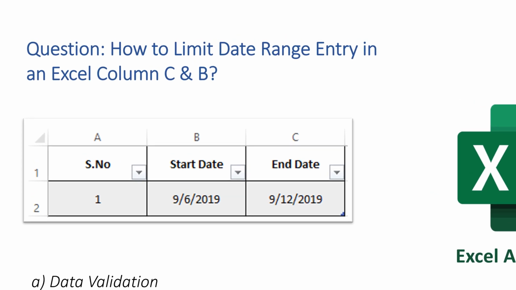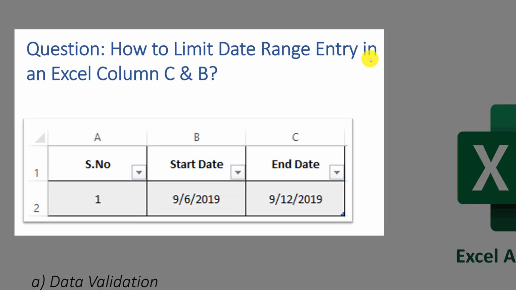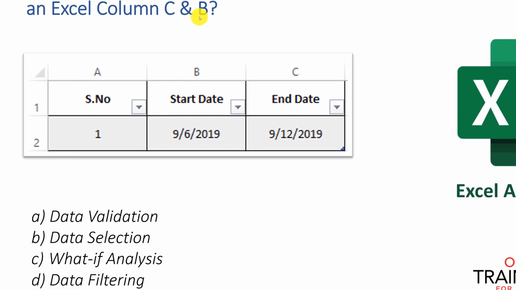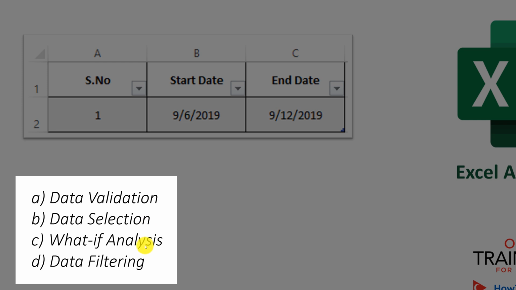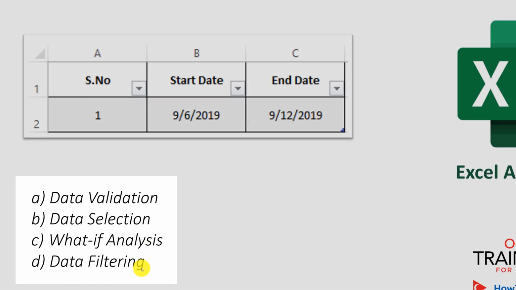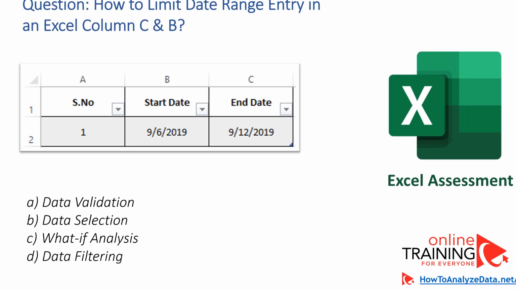Sometimes you might be asked a question: how to limit data range entries in Excel, and specifically in this question, in columns C and B. And the choices that you might see on the screen would be data validation, data selection, what-if analysis, and data filtering. Which one would you choose? Which one do you think is the right choice?